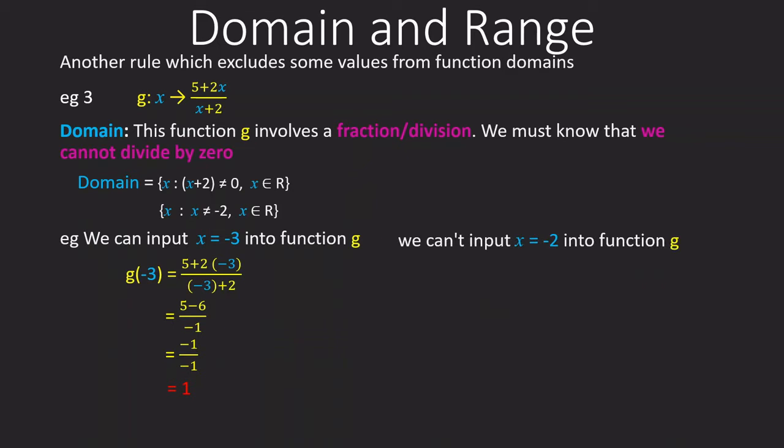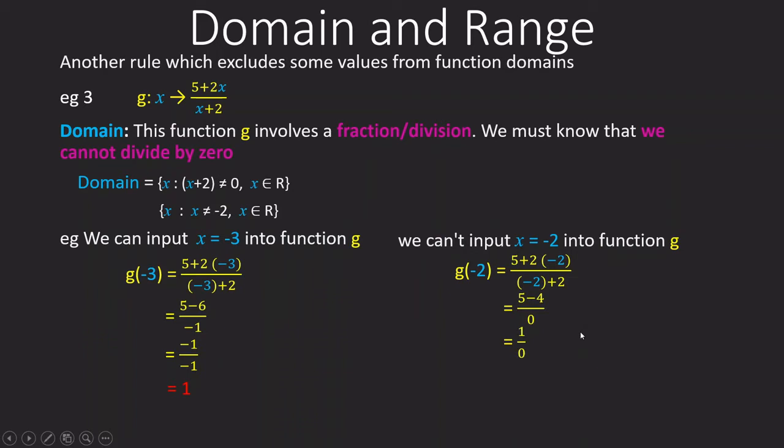If I put negative 2 into function g, so g of negative 2, I end up with 5 plus 2 times negative 2 in the numerator. Now that shouldn't be the problem. 5 plus 2 times negative 2 would simply be 5 minus 4. But in the denominator, I have 0. So regardless of what I got in the numerator, I can't divide it by 0.